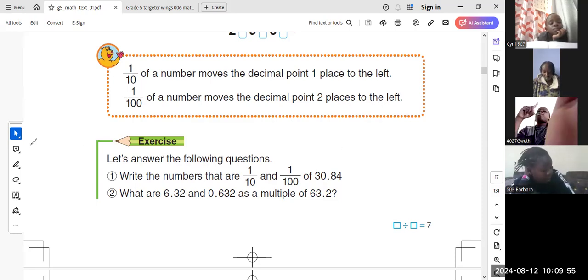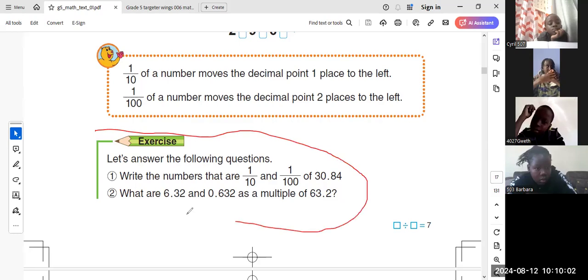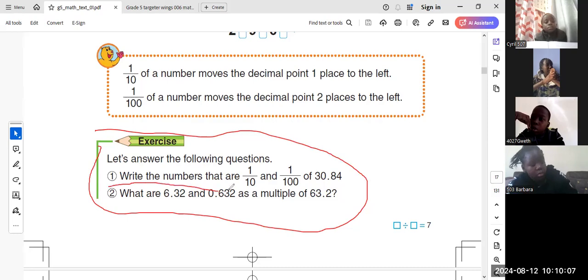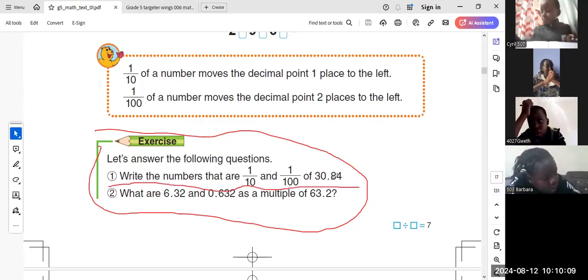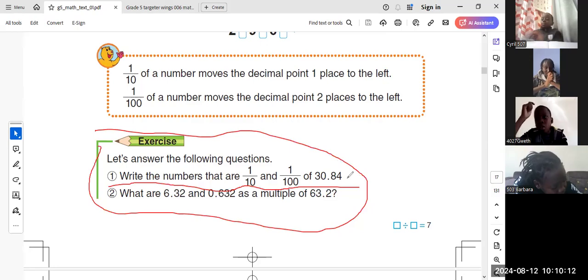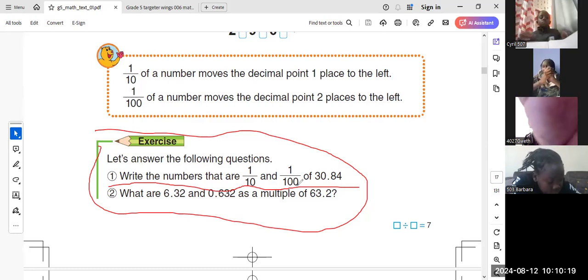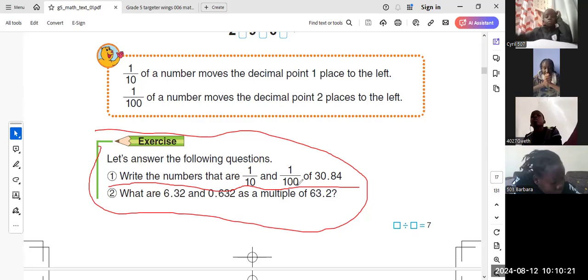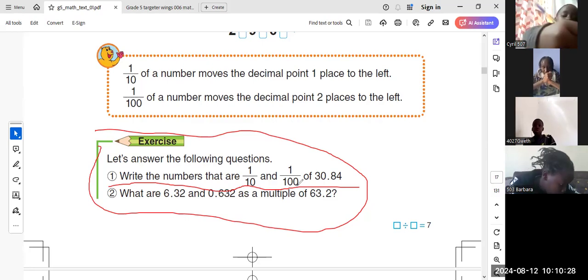So I want us to try this simple exercise again. You see this exercise here. I want you to do number 1. Write the numbers that are 1/10 and 1/100 of 30.84. In other words, divide 30.84 by 10 and 30.84 by 100. What will you get? You have 1 minute.